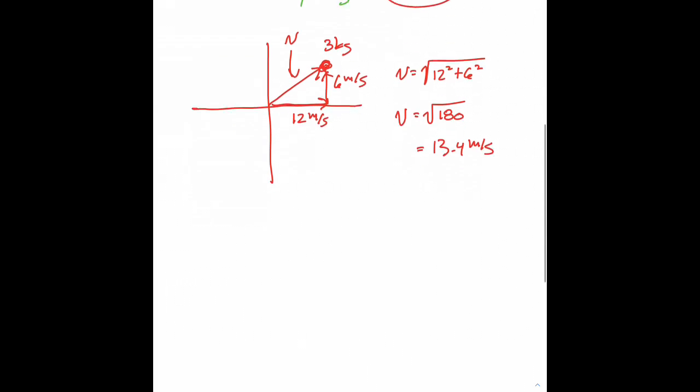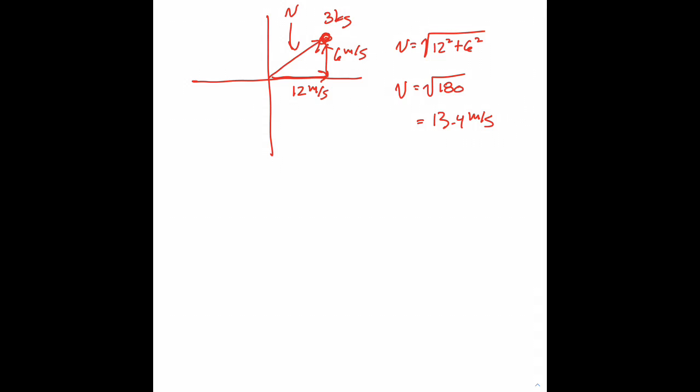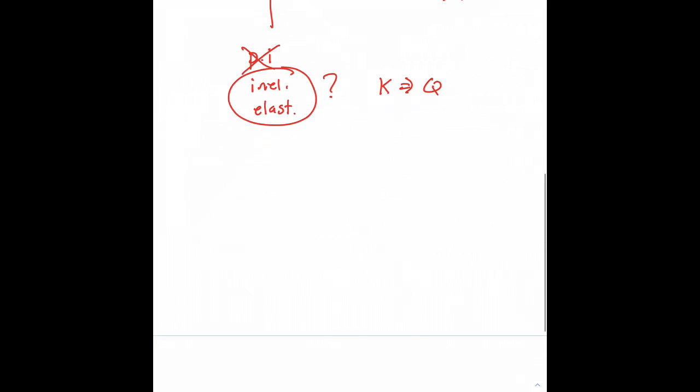Now let's try to determine whether this collision is perfectly inelastic or elastic. Well, we know it's not perfectly inelastic because they don't stick together. So we need to determine whether this represents an inelastic collision or an elastic collision. And that just comes down to whether or not some of the kinetic energy is converted into wasted thermal energy. So let's try to calculate what the initial kinetic energy of the system was.